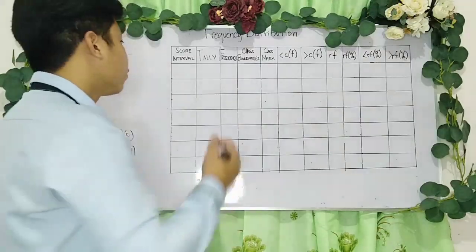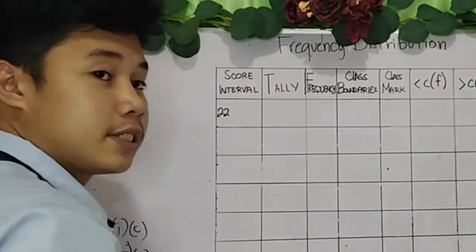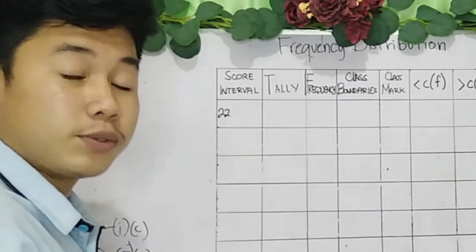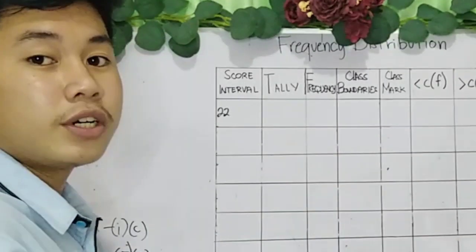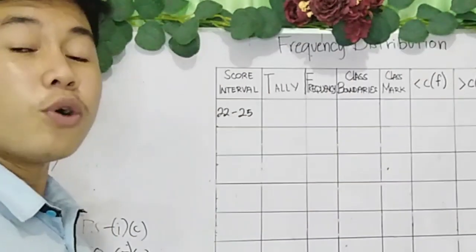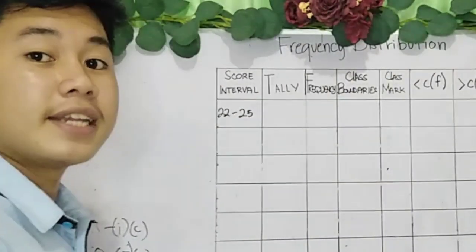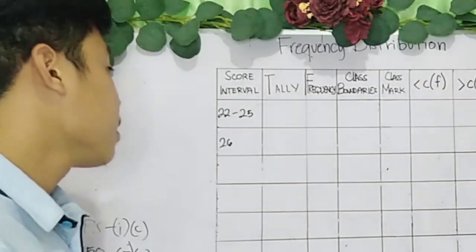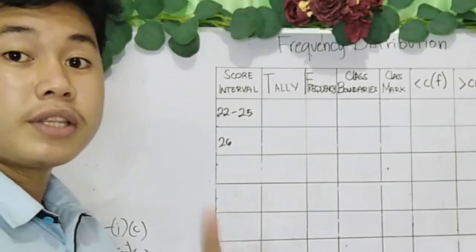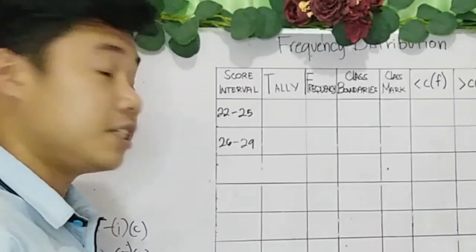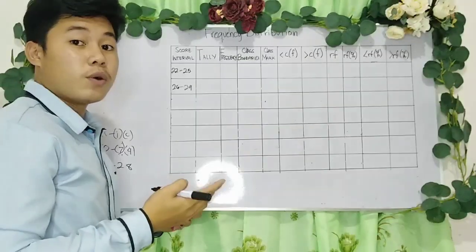So we will put 22 here as our lower limit, and then we need to count 4 units to get our upper limit. So we start from 22, 23, 24, and 25. So our upper limit is 25. Since 25 is already here, we need to start at the next number, which is 26. So 26, the same process, we need to count 4 units to get the upper limit. So 26, 27, 28, and 29. So our upper limit is 29. The same process as we go on until the end.